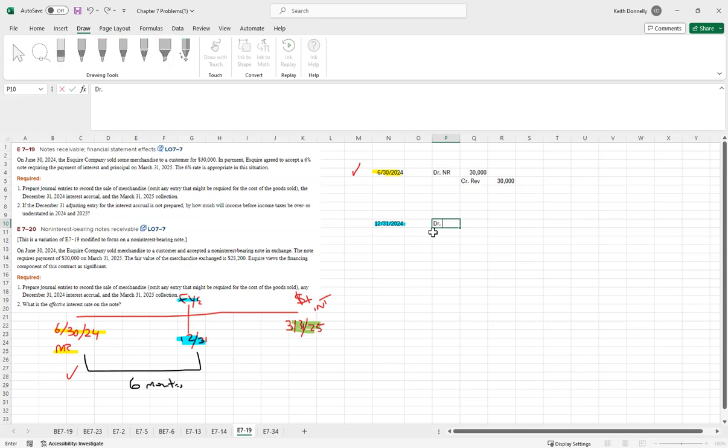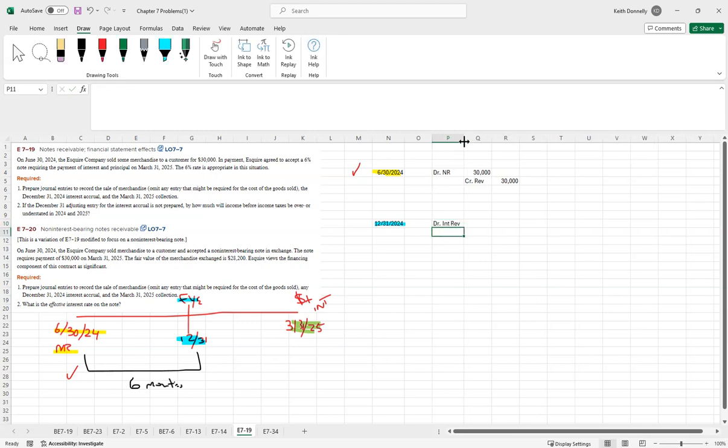So it's going to be debit, interest receivable. They're not giving us the interest right now. We're just accruing it. They're going to pay us later, on the green date there. And it's going to be credit, interest revenue. The amount, I'll just give it to you and then I'll show you how we calculated it.